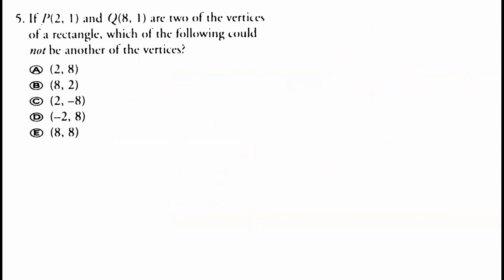Now we have these 2 points. If P is (2, 1) and Q is (8, 1), are 2 of the vertices of a rectangle, which of the following could not be another of the vertices? Now let's again come up with the graph. So this is (2, 1), and this is (8, 1). Now this is one side of a rectangle.